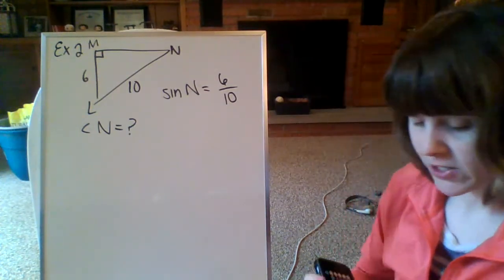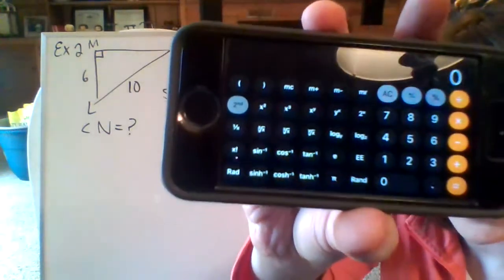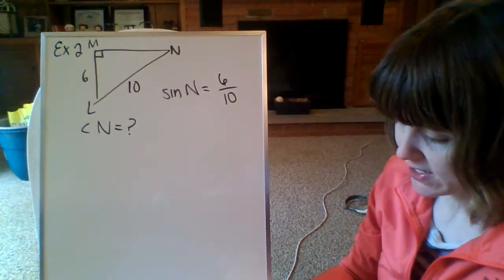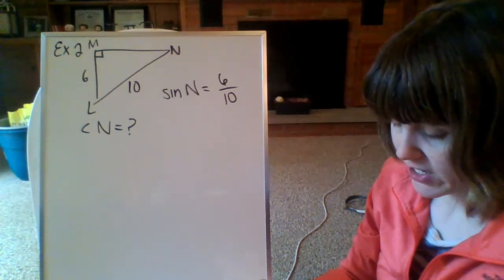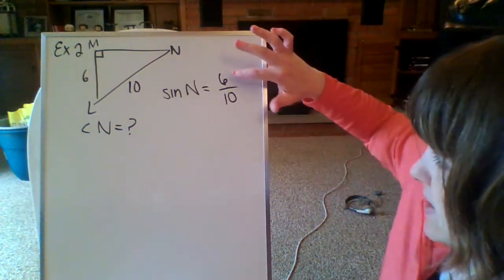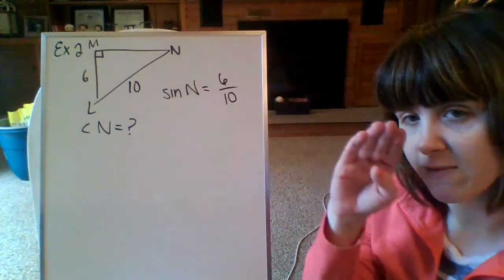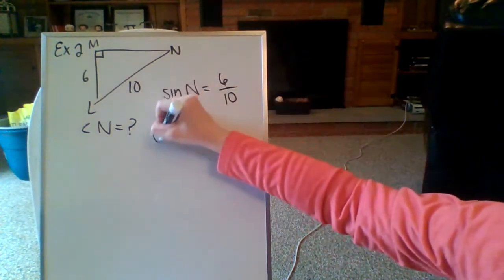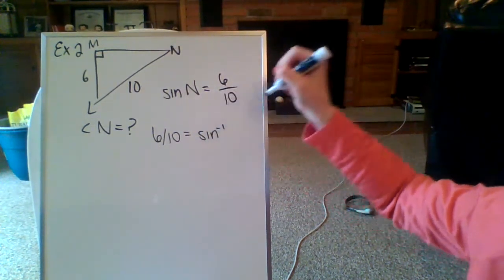Okay, so you might be asking yourself, well, how am I supposed to figure this out? Well, first I want you to press second on your phone calculator so that you have all these sine inverse, cosine inverse, and tangent inverse. Now, after you do that, we're going to put 6 divided by 10 equals, and then sine inverse. So I'm going to say that again. 6 divided by 10, then you press equals. And if you've already pressed second to get the sine inverse option available, you just press sine inverse.